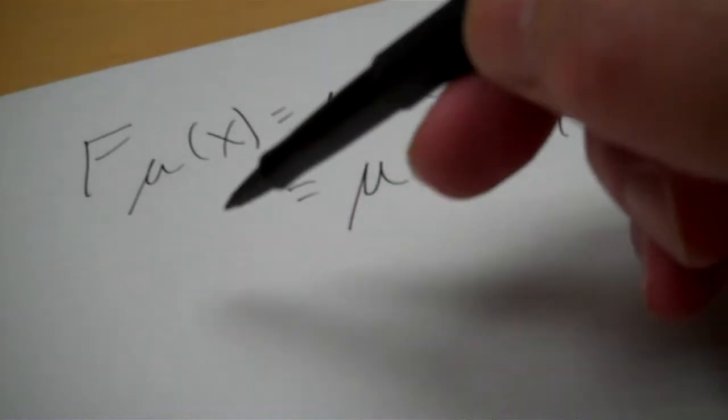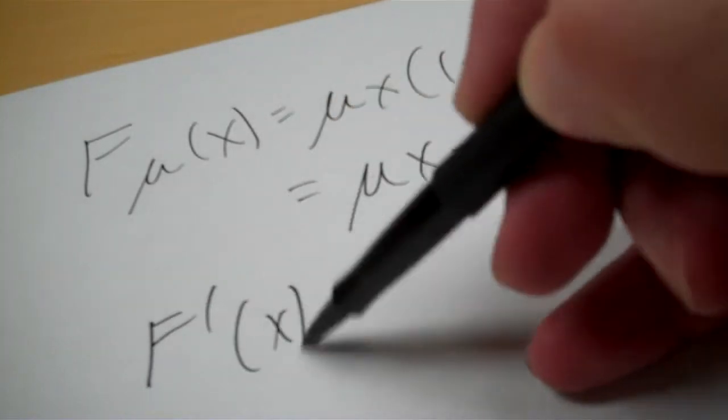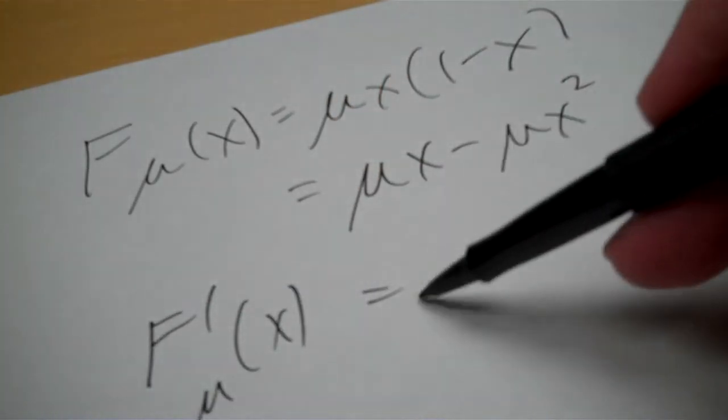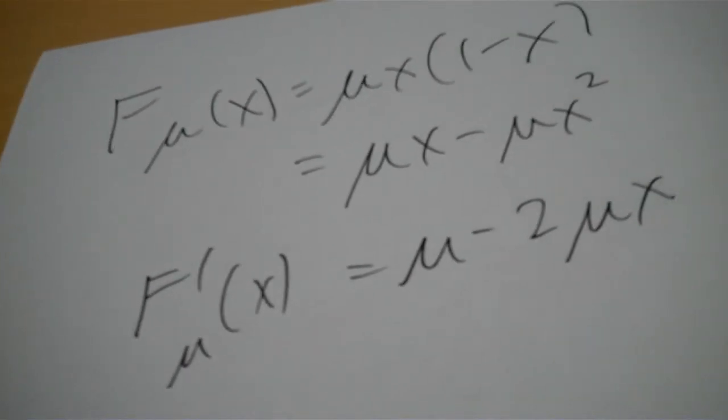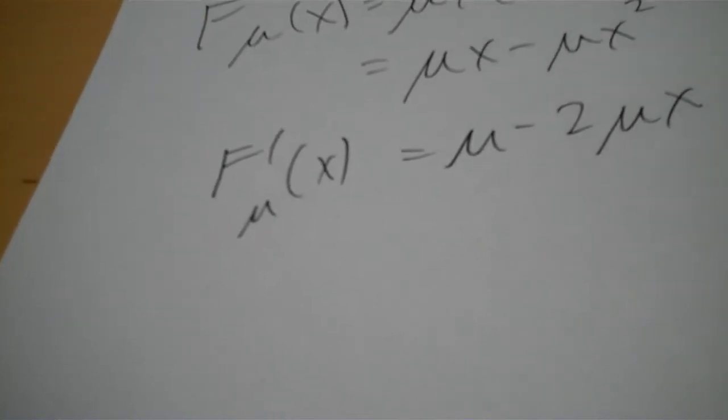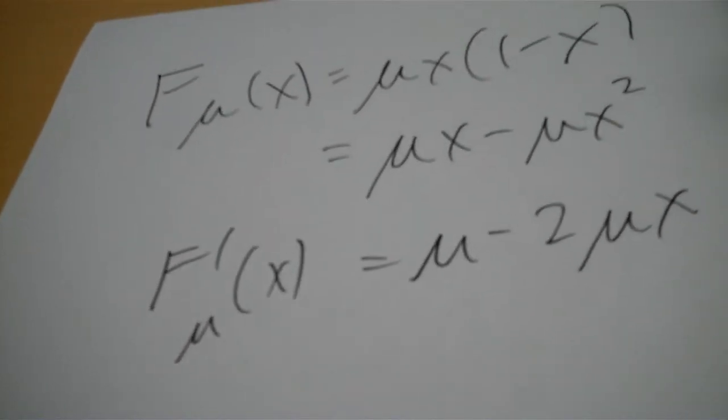For example, if we wanted to find the derivative, then that would be mu minus 2 mu x. That can be helpful for some computations that we're going to be doing. Another thing we may be interested in is looking for a fixed point.